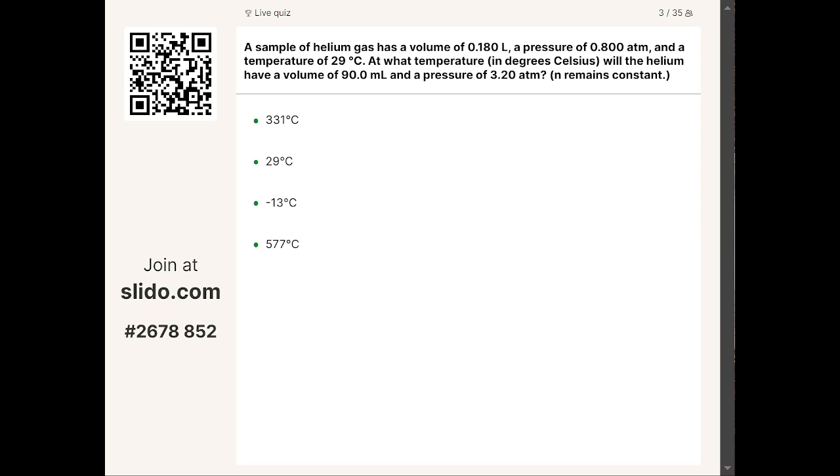Okay, so a sample of helium gas has a volume of 0.180 liters, pressure of 0.8 atmospheres, and a temperature of 29 degrees Celsius, so that's condition 1, right? At what temperature in degrees Celsius will the helium have a volume? So you're finding temperature. That temperature you're going to find, temperature 2, right, is going to have a volume of 90 milliliters and a pressure of 3.2 atmospheres. Anybody notice something about those volumes? They're different. They can't be different, can they? They gotta have the same units.